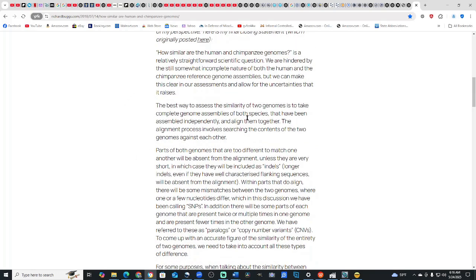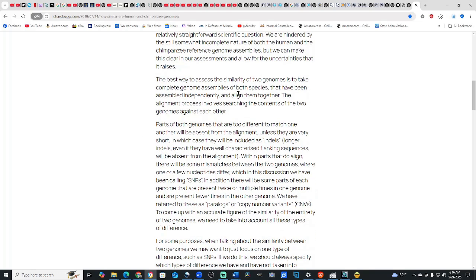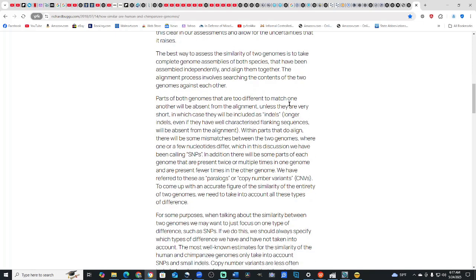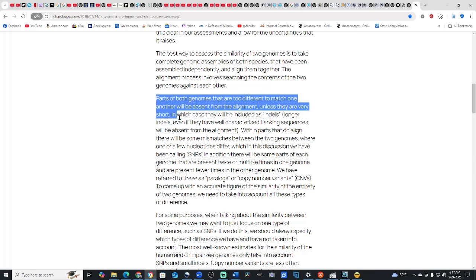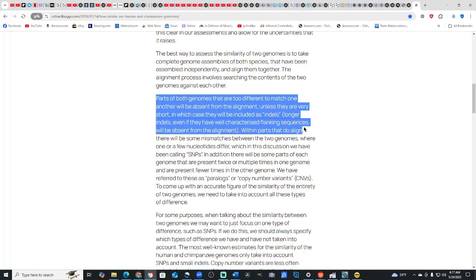The best way to assess the similarity of two genomes is to take a complete genome assembly of both species that has been assembled independently and align them together. The alignment process involves searching the contents of the two genomes against each other. Parts of both genomes that are too different to match up, this is important, parts of the genome that are too different to match up one another will be absent from the alignment, unless they are very short, in which case they will be included as indels. Longer indels, even if they were well characterized, flanking sequences will be absent from the alignment.